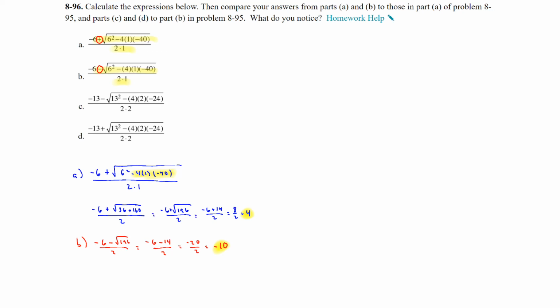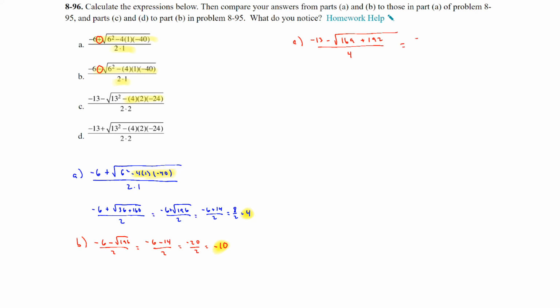So on C, it seems like we have the same type of problem where it's exactly the same except one is subtracting and one is adding. So the first one, we'll go ahead and do negative 13 minus the square root. 13 squared is 169, and then once again you have minus 4 times 2 times negative 24. So two negatives are going to make a positive. If you multiply that up, what do we get? We get a positive 192. And then that is being divided by 2 times 2 this time, so that's 4.